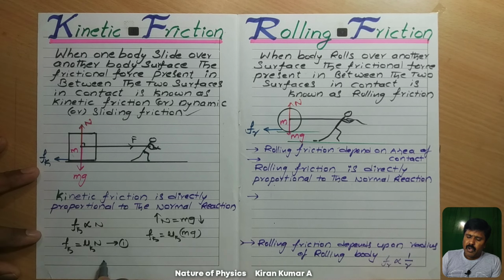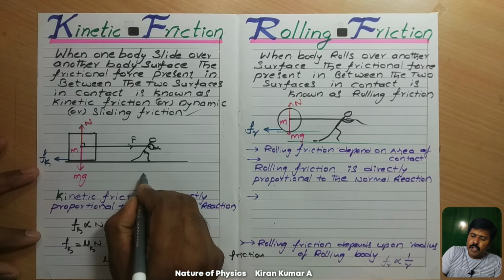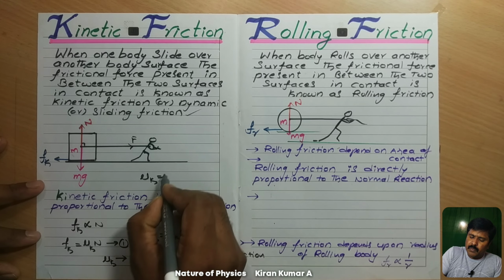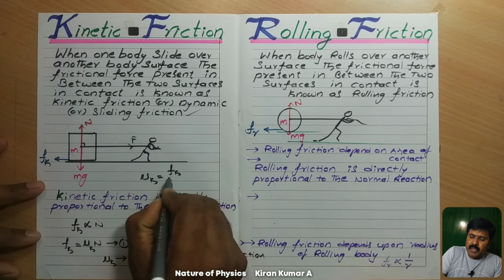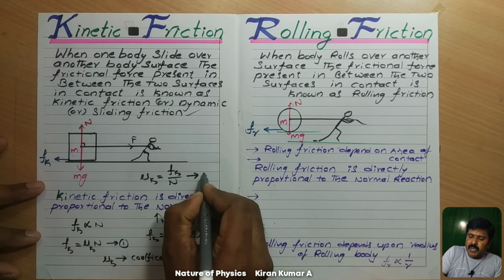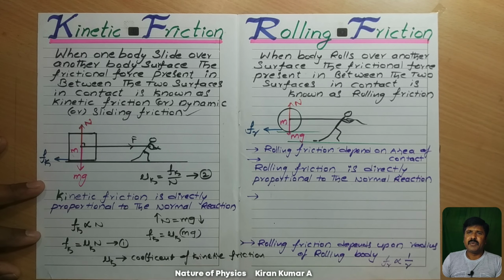Okay student, now mu k is the coefficient of kinetic friction. And the mu k formula we can also write here: mu k equals Fk divided by N. I wrote this equation from equation number 1, student.